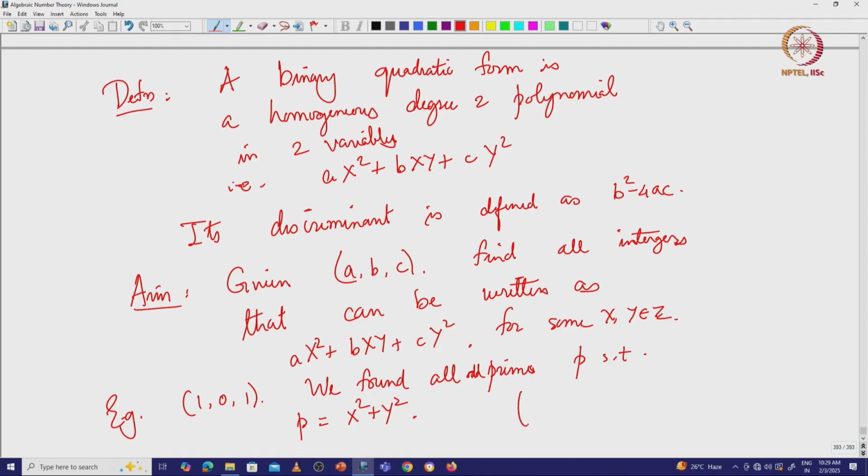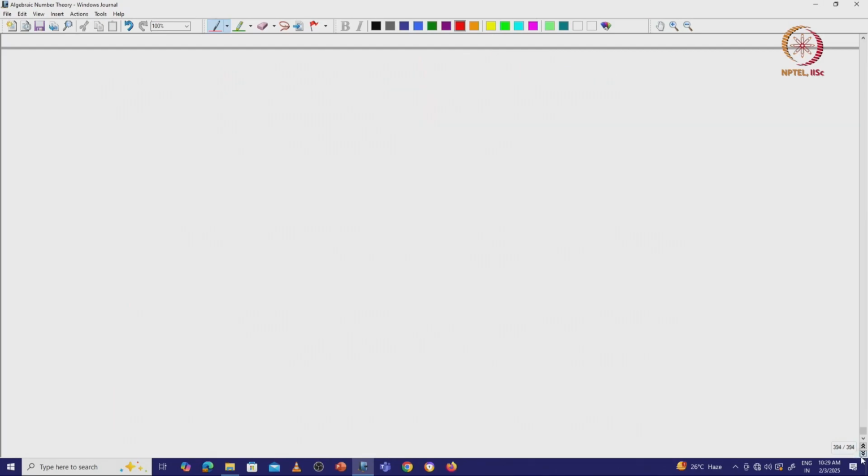By the way, in this case the discriminant is 0² - 4·1·1, which is -4. And it is no coincidence that to solve this problem we used a number field of discriminant -4, namely Q(i).